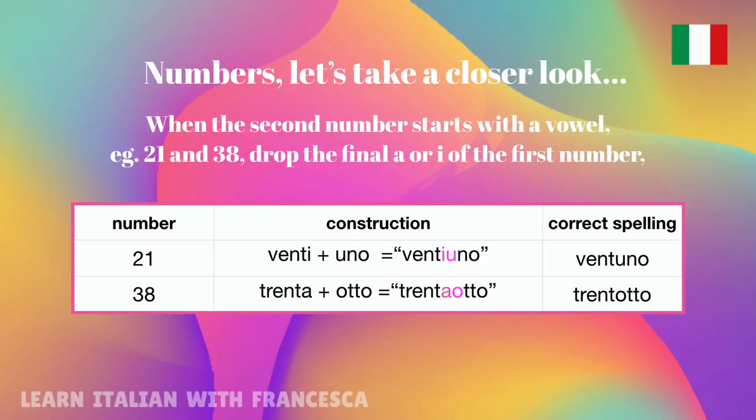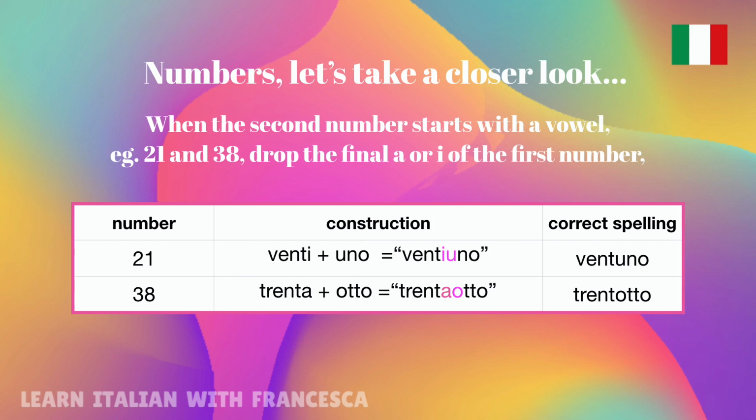Correct. Uno and otto. So when these numbers are used with double digits, there are a few too many vowels, so we drop the vowel of the first part of the number. For example, if we're saying the number 21, it would be technically ventiuno. But because there are too many vowels, we drop the final I, the final vowel of the first part, and so it becomes ventuno. Another example is 38.